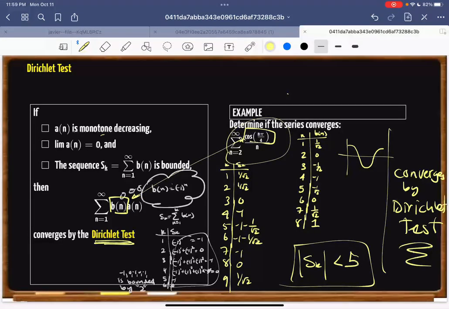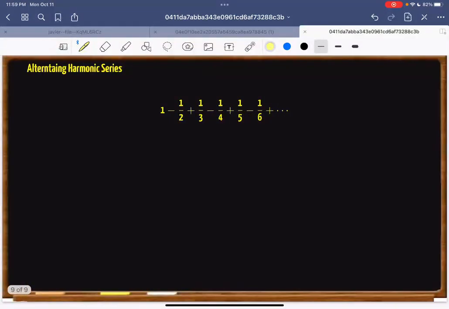And that's it. Those are the 2 tests that we're learning today. The Dirichlet's test and the alternating series test. By the way, the proofs of these are super, super interesting. I highly recommend that you go and try to find a proof and try to understand it.